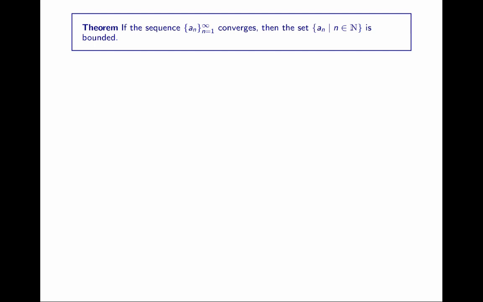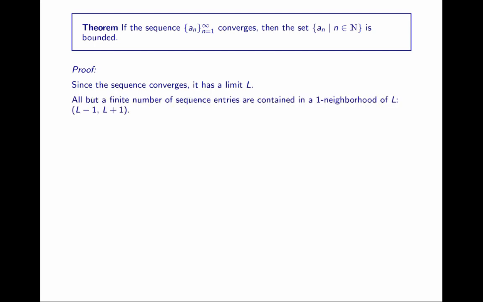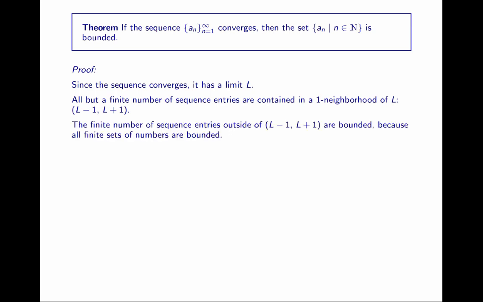Okay, so let's prove that if the sequence converges, the set of all of its values is bounded. Since the sequence converges, it has a limit. We'll call it L. All but a finite number of sequence entries are contained in a 1 neighborhood of L, meaning the open interval from L minus 1 to L plus 1. Right, that's guaranteed by the neighborhood definition of convergence.